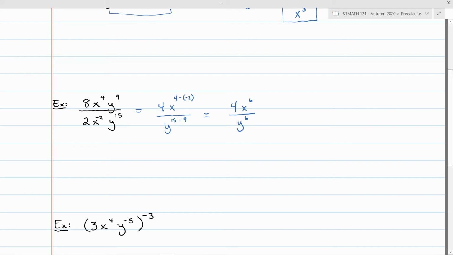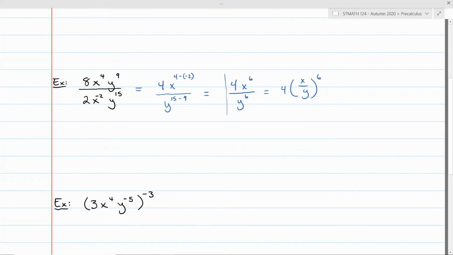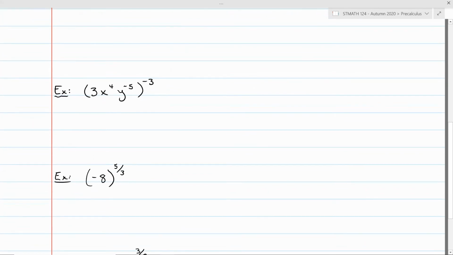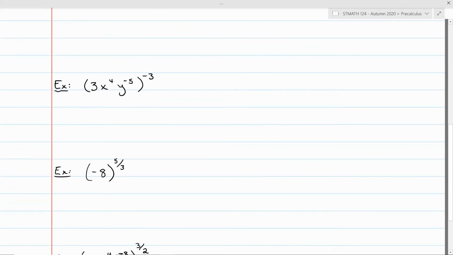I could even, if I wanted to, write this in this form. I could write it as 4 times x over y, all to the 6th like that if I wanted to. But either one of these would be sort of fine simplifications of the original. Okay, so let's have a look at this next one. So if you haven't pressed pause already, press pause, try it for yourself, and let's see what we get.